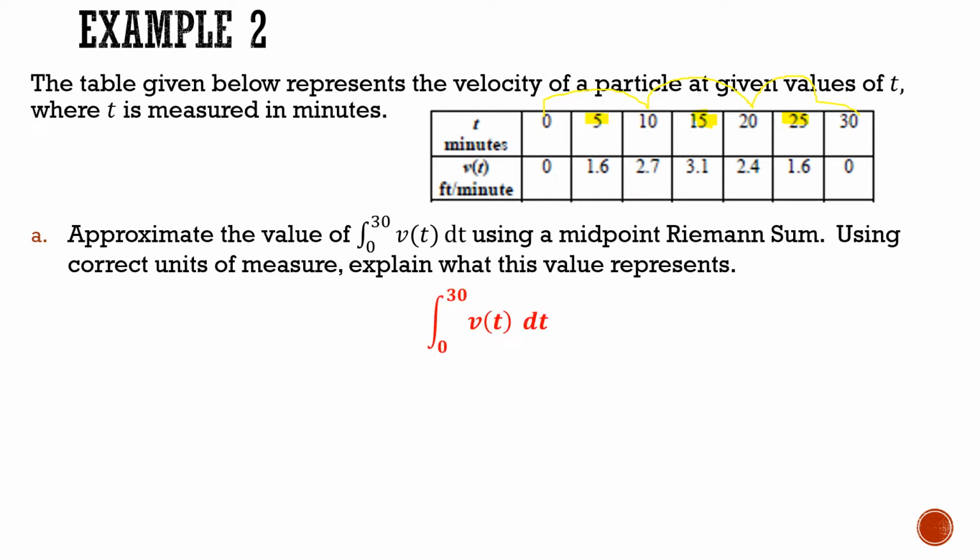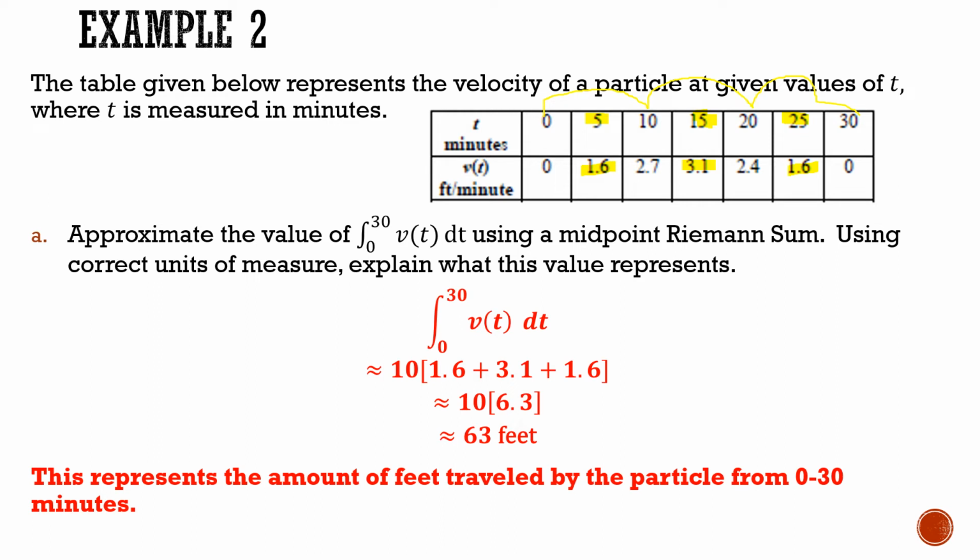All right, so the integral from 0 to 30 of v of t dt approximately equals, again, using these intervals that I showed, each interval has length 10. And so that would be the base of my rectangle. So I have 10 times, and then using the midpoint values of 1.6, 3.1, and 1.6, I could add that up to get 10 times 6.3, which is approximately 63 feet. Well, what does this mean? This is the amount of feet traveled by the particle from 0 to 30 minutes.